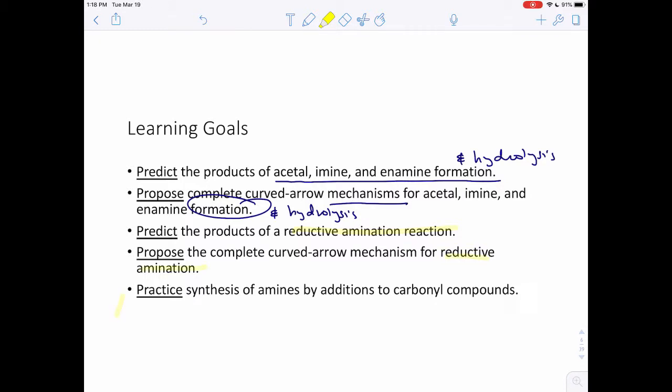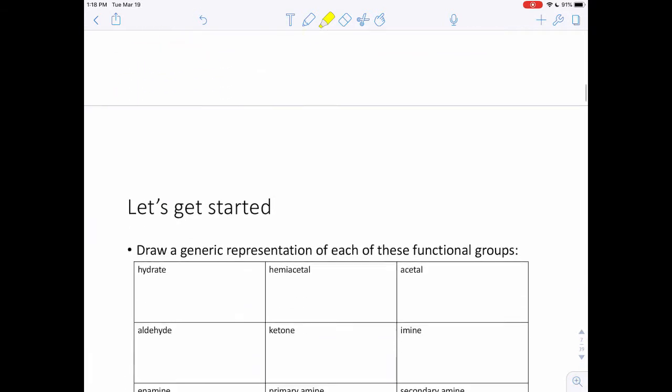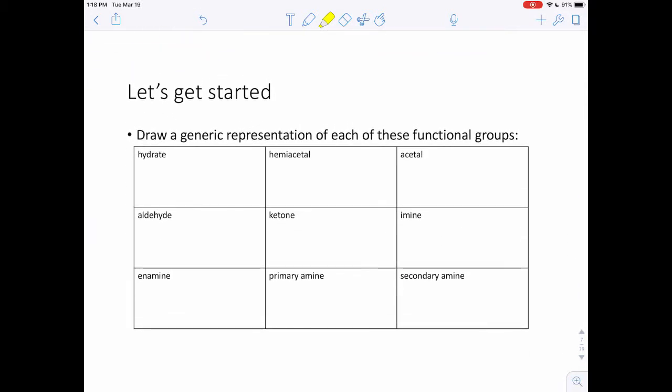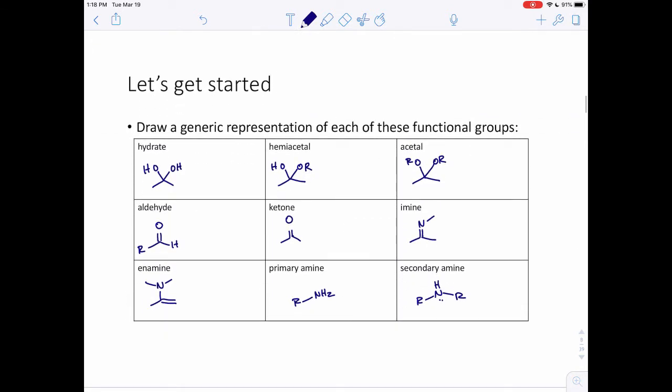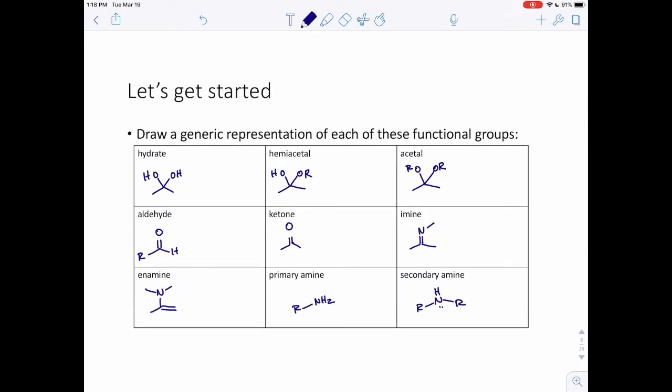And then we'll practice some synthesis of amines. We're probably going to do that in a different video. All right, so we're going to get started by making sure we have a common vocabulary around these functional groups. So pause and draw a generic representation of each of these groups. You should have something that looks like this. No cheating.